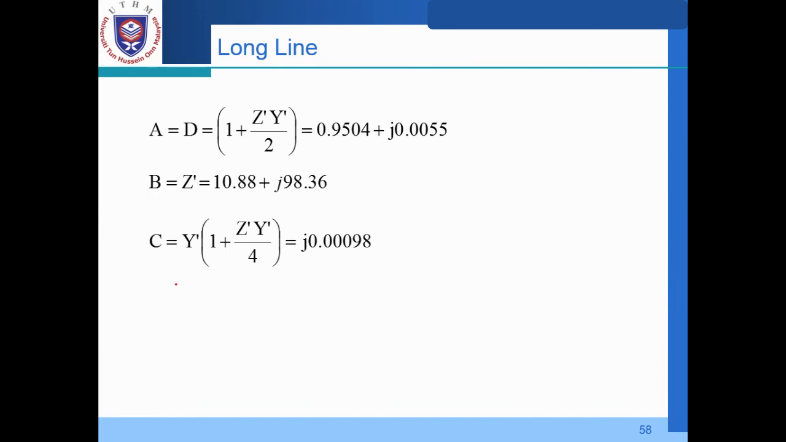So this is much easier in order to figure out the values of the A, B, C, D parameters, where A equals D equals 1 plus Z prime Y prime over 2. Again, just substitute the values of Z prime and Y prime, giving us the value of A and D as well. And then B equals Z prime, straight away taken from the previous slide. C equals Y prime times 1 plus Z prime Y prime over 4, giving the value of parameter C equal to j0.0009.